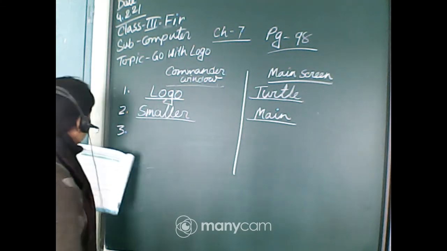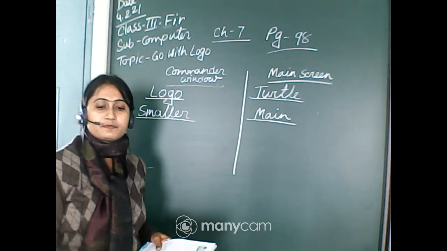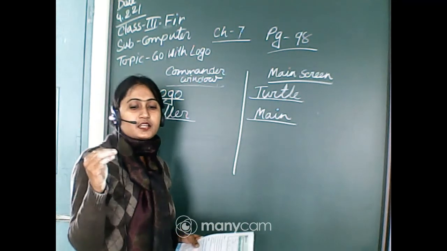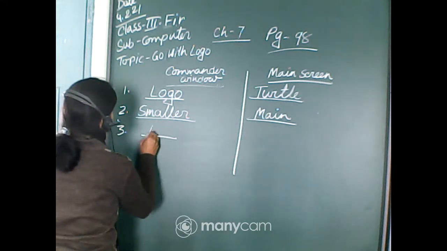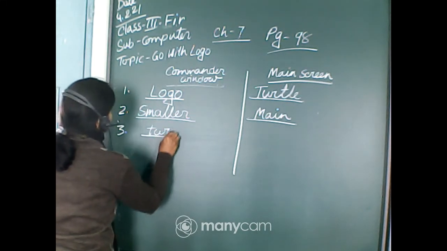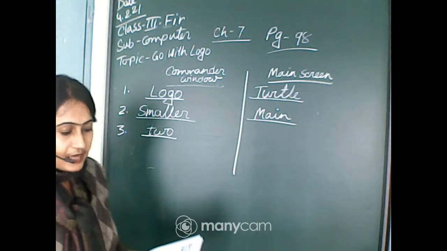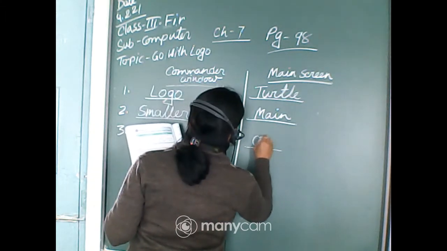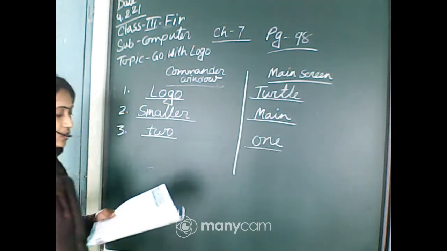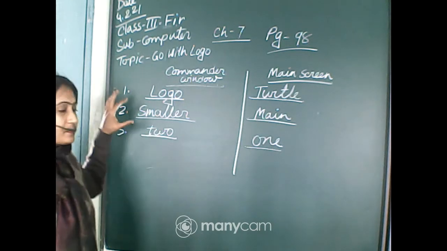And the third number, splits in dash part. Commander window is split in 2 parts. But the main screen only one. Main screen only one part of the window.